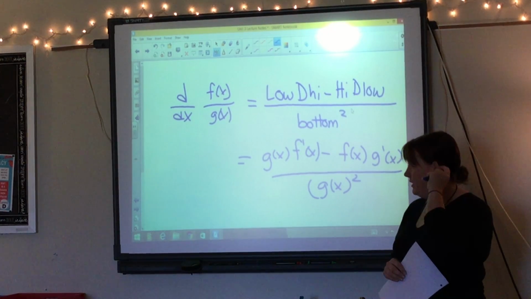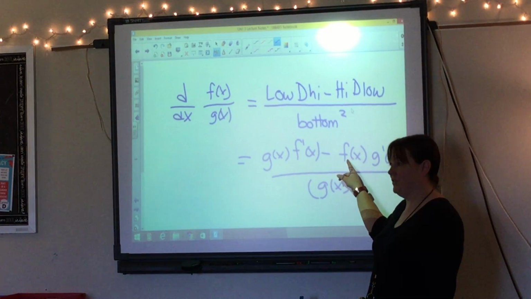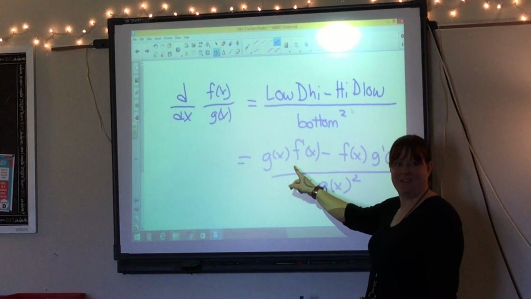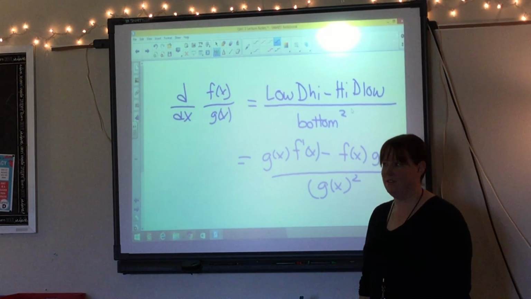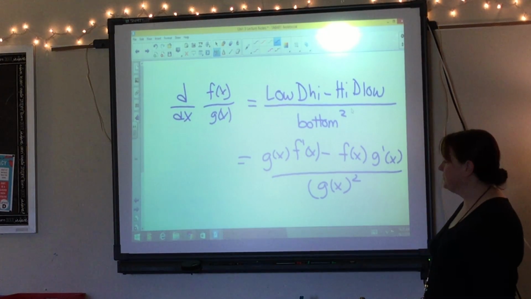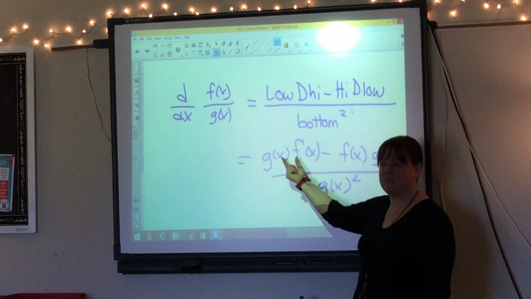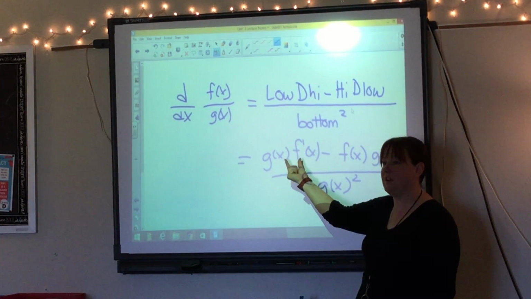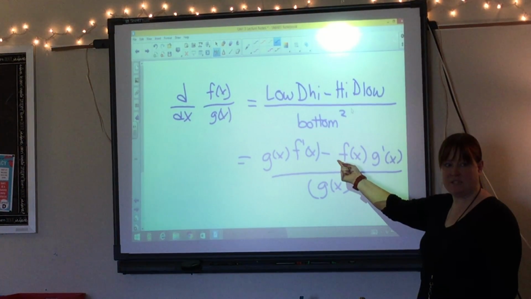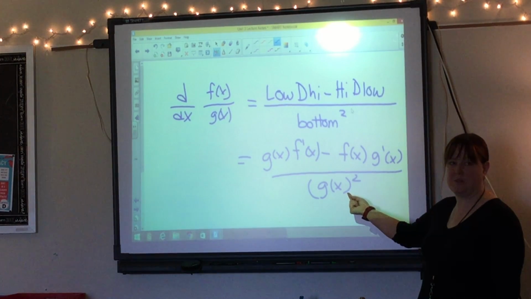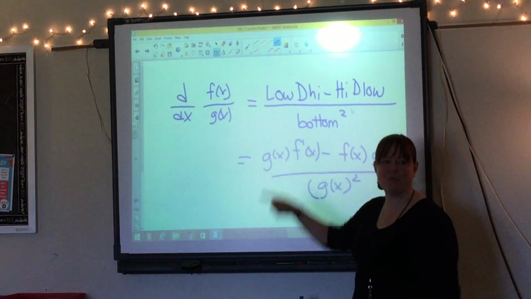But here's what you might recognize. It's f prime g minus f g prime, over g squared. Low d high minus high d low. Because really, g times f prime is the same as f prime times g. This is really f prime g, this is really f g prime. The only things we changed: we subtracted instead of adding, and we added the squaring at the bottom. That's really important. That's going to be forgotten. So that's why it's low d high minus high d low, square the bottom, and away we go.